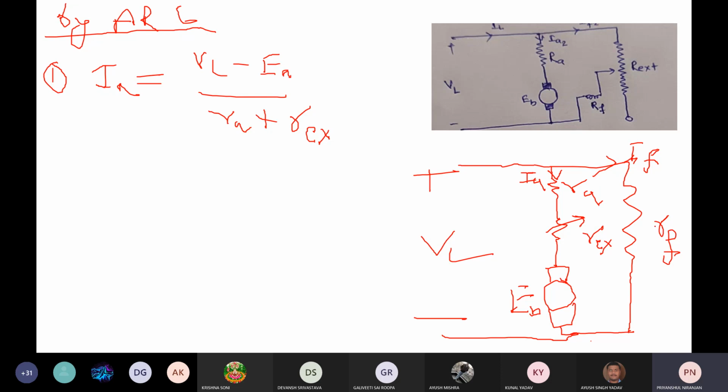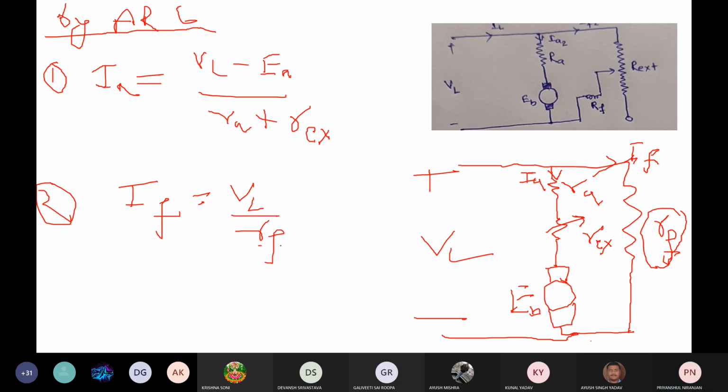Okay, and similarly RF is connected across the armature winding, that is RF. Okay, so here IF is VL upon RF. Okay, I am not disturbing the field winding, I am just disturbing the armature winding, connected with series external resistance in the armature winding. So this is the equation.